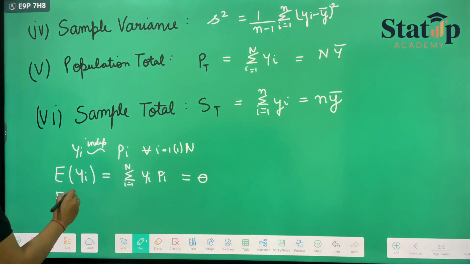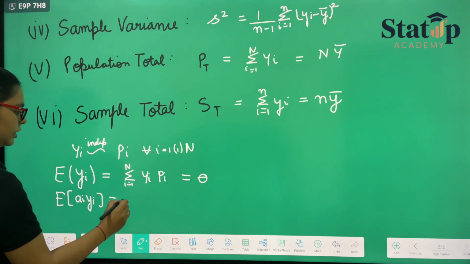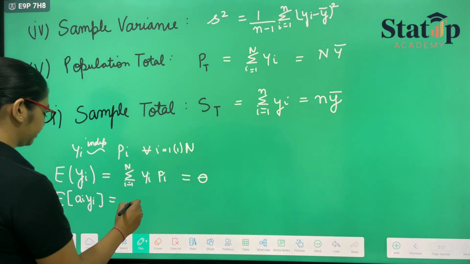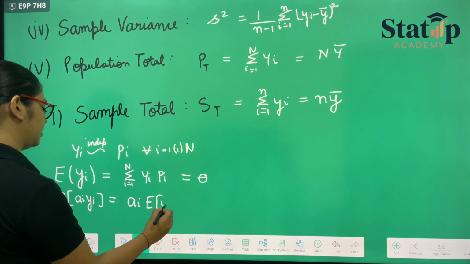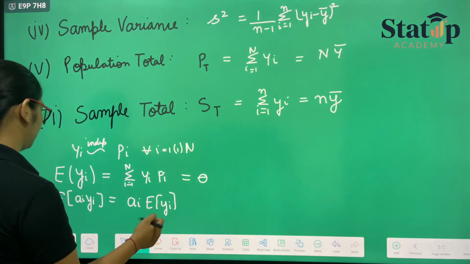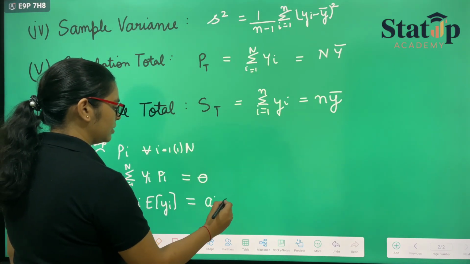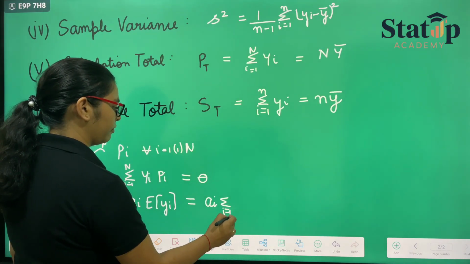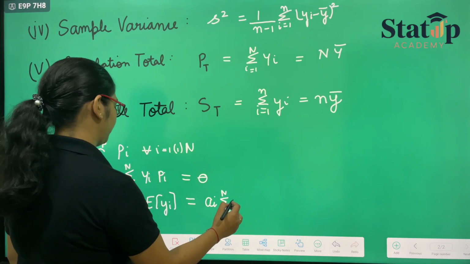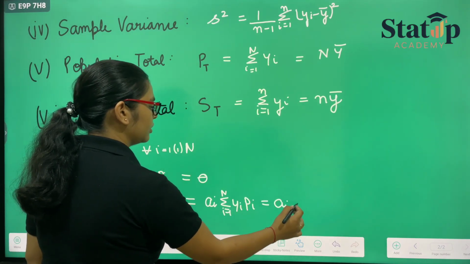Now the expectation of a i y i is equal to, a i comes out of the expectation and we are left with the expectation of y i, which is nothing but a i times summation i goes from 1 to n, y i p i, which is nothing but a i theta.